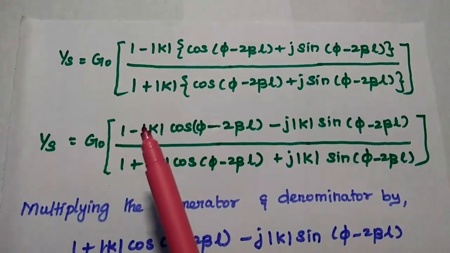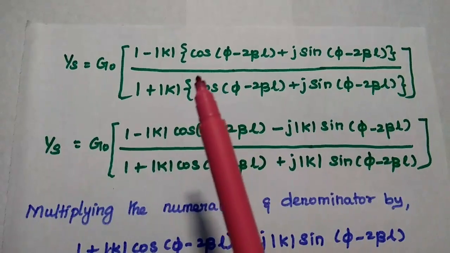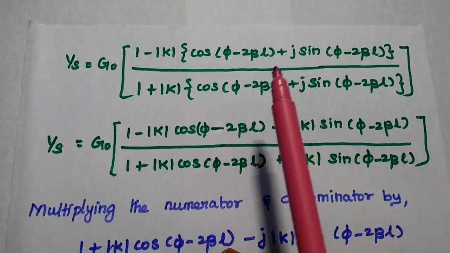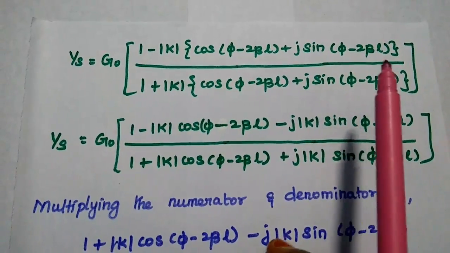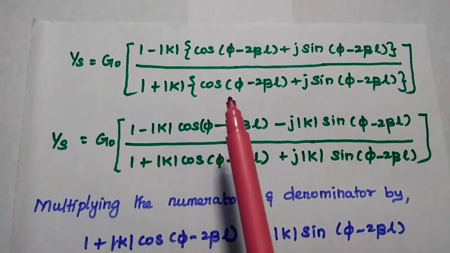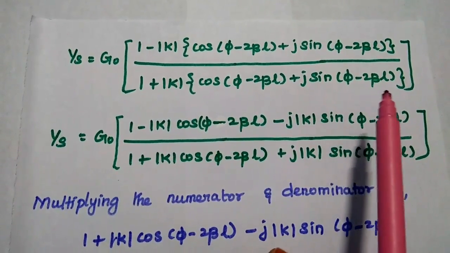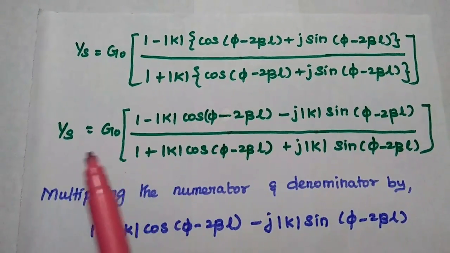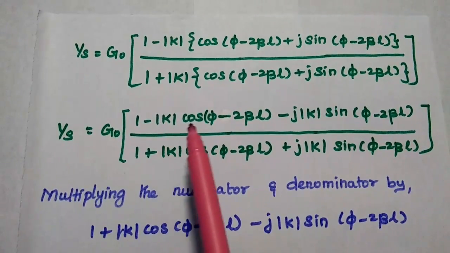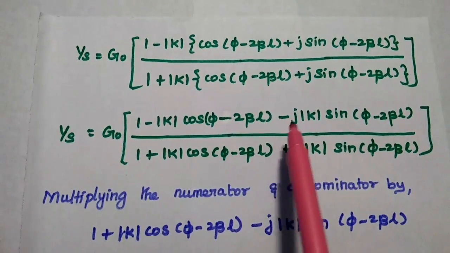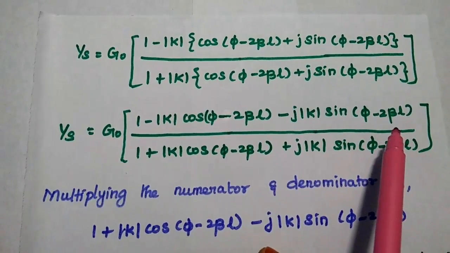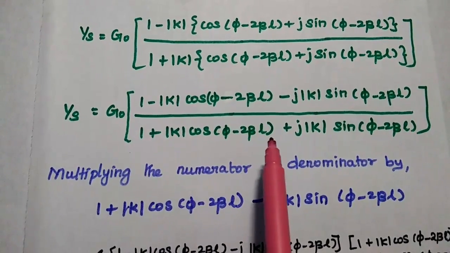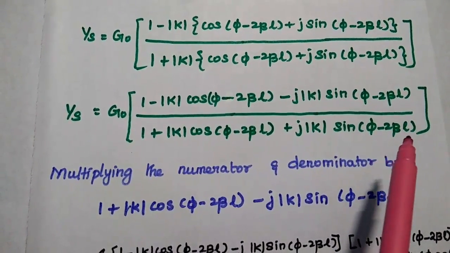Then we can get Ys is equal to G0 into 1 minus k into e power j(φ minus 2βL), which can be written as cos(φ minus 2βL) plus j sin(φ minus 2βL). Similarly, in the denominator, 1 plus k cos(φ minus 2βL) plus j sin(φ minus 2βL). In the next step, we have to multiply this k inside this bracket. Then we can get Ys is equal to G0 into 1 minus k cos(φ minus 2βL) minus jk sin(φ minus 2βL). The same way we can multiply in the denominator: 1 plus k cos(φ minus 2βL) plus jk sin(φ minus 2βL).